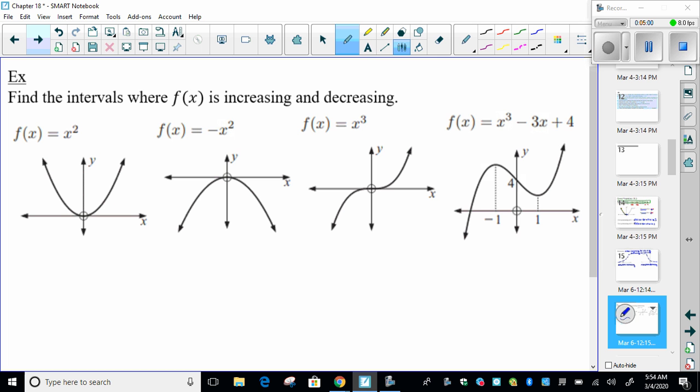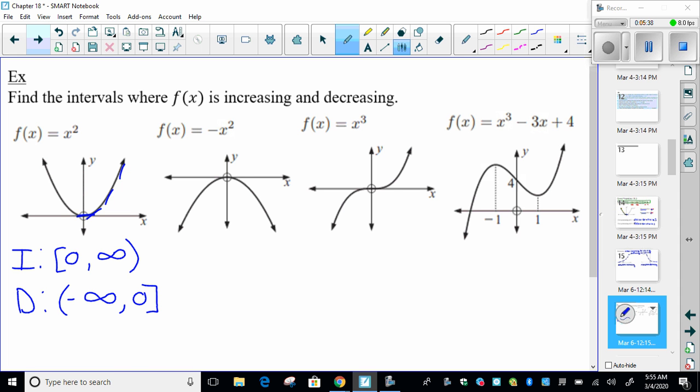So for each of these 4 graphs, I want to know what the intervals are where my function is increasing and where my function is decreasing. To begin with, you need to figure out where you have those slopes that are positive. If you start drawing tangents, I know all those are positive. And then I also have that 0. So therefore it is increasing from 0 to infinity. Remember, don't include infinity. But it is decreasing from negative infinity to 0. And again, you include 0 on both ends of it.